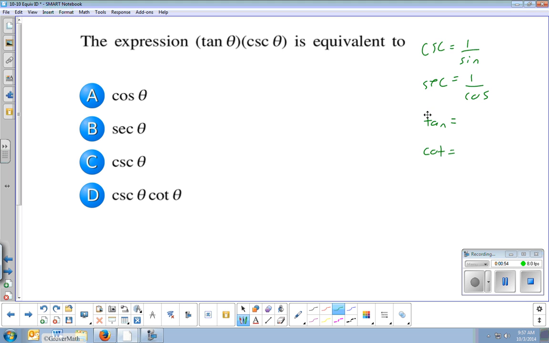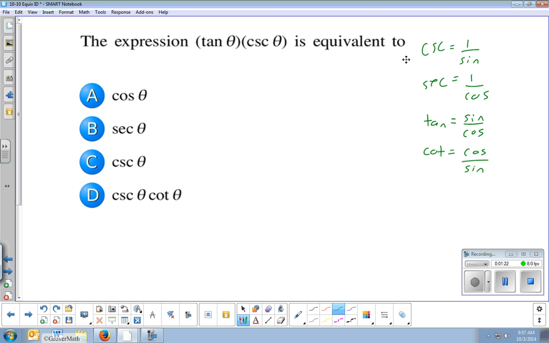Pretty much what we do for these is we try to express everything as sine and cosine. Even tangent, we want to turn into sine and cosine, and maybe you remember that tangent is sine over cosine. When I see tangent, I'm going to turn it into sine over cosine. When I see cosecant, I'm going to make it 1 over sine. When I see secant, I'm going to make it 1 over cos. Cotangent, instead of 1 over tangent, I want to think of it as the reciprocal of tangent, cos over sine.